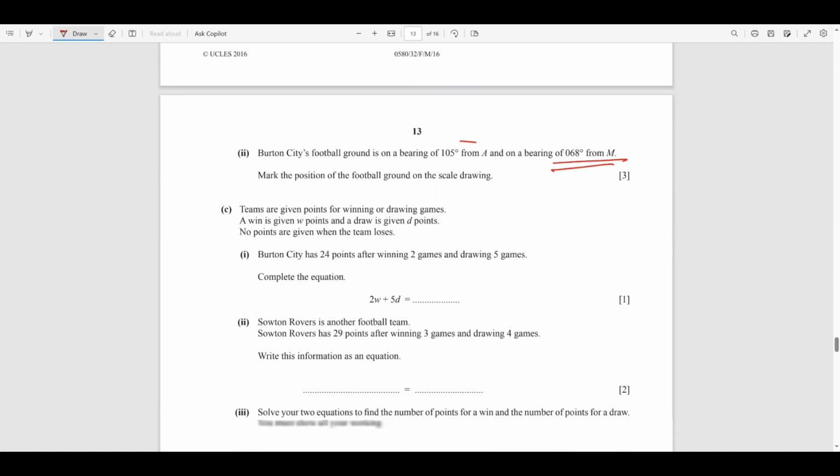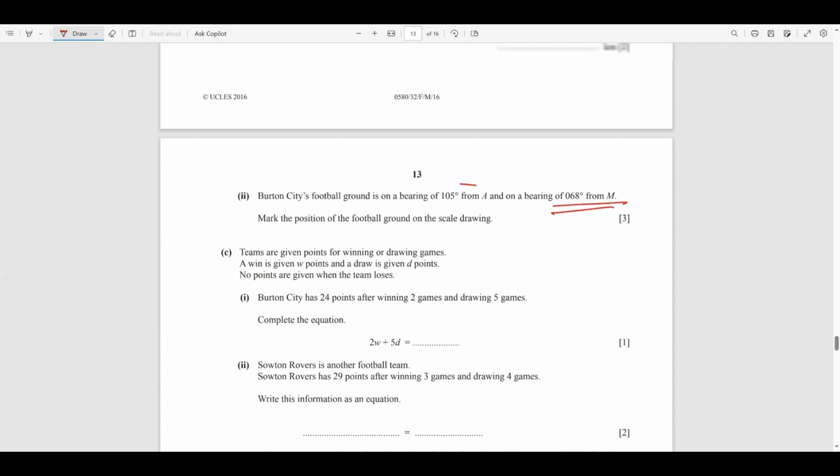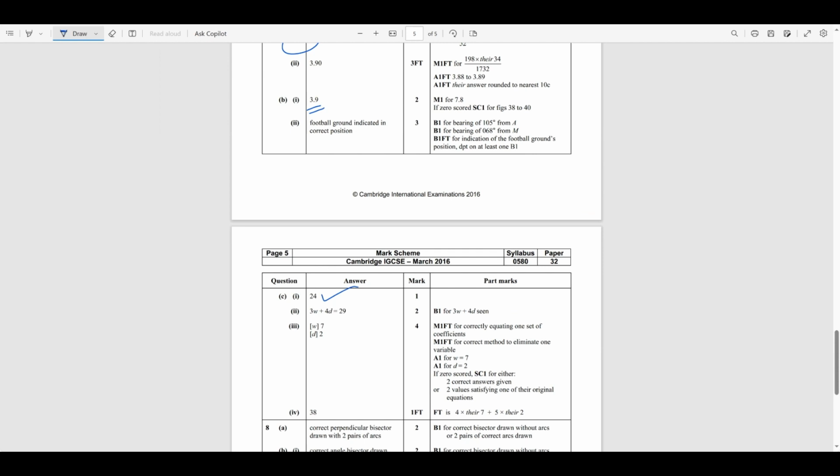Teams are given points for winning or drawing games. A win is given W points and a draw is given D points. No points are given when the team loses. Burton City has 24 points after winning 2 games and drawing 5 games. So 2 games are won, so 2 times W, and 5 games have been drawn, so 5 times D. This together is 24 points. Let's see. 24 it is. Fine.